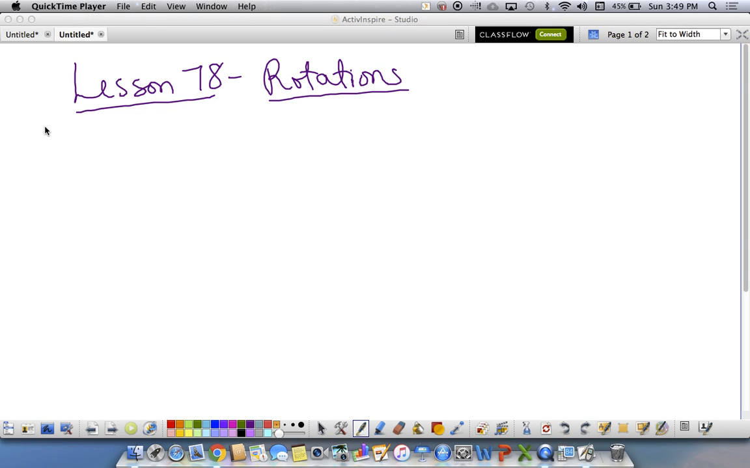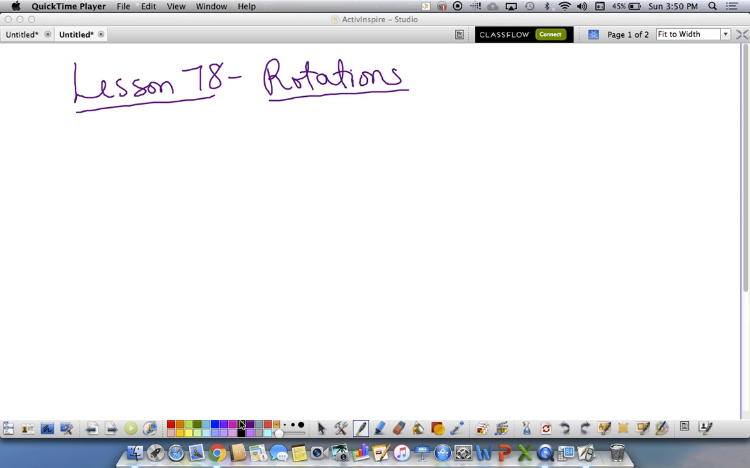All right, guys. Hello. Today we're going to talk about lesson 78, rotations. This is our last transformation that we're going to talk about. Our three different types of isometric transformations are translations, which is your slide, reflection, which is your flip, and rotation, which is a turn. A rotation is just a transformation about a point, so we're turning it about a certain point.